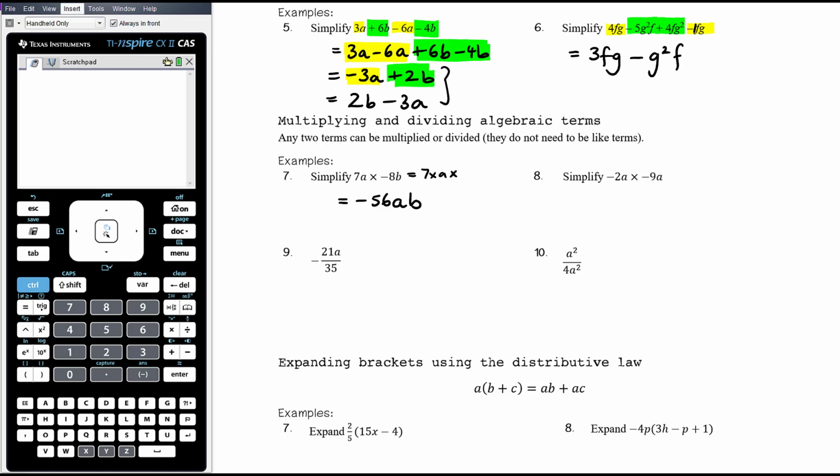7 times a times negative 8 times b. It actually suits us to do 7 times negative 8 first, because we can simplify that into negative 56, and then it's just a times b, which we can't do any more with.